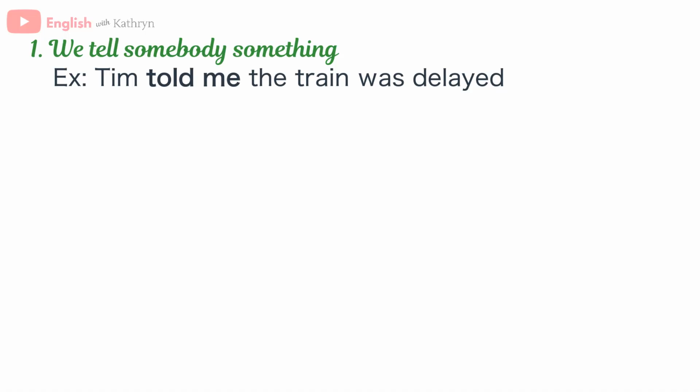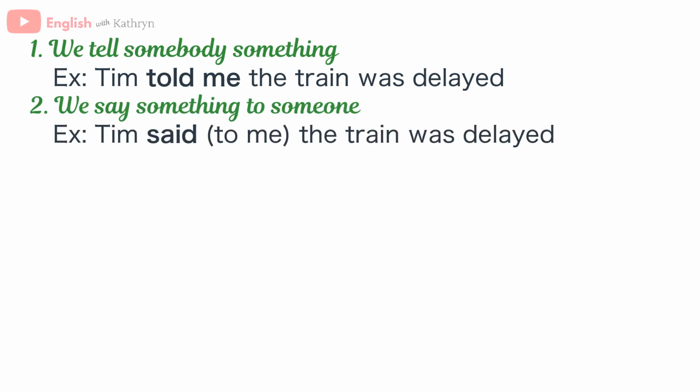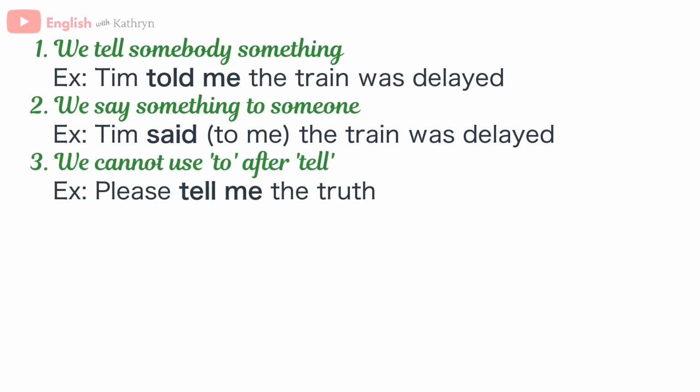Okay, let's recap the 5 rules very quickly. We tell somebody something. For example, Tim told me the train was delayed. We say something to someone. For example, Tim said the train was delayed, or Tim said to me the train was delayed. We can always use this to after say. However, we cannot use to after tell. Please tell me the truth. Yes. Please tell to me the truth. No.